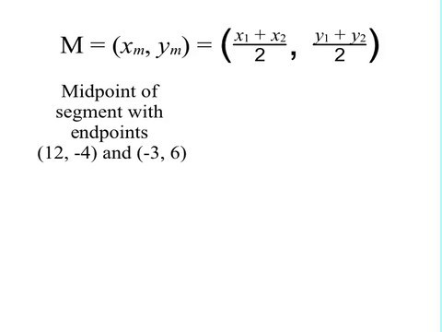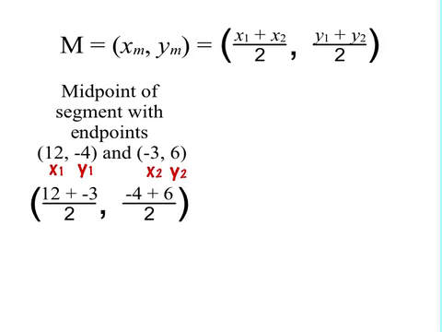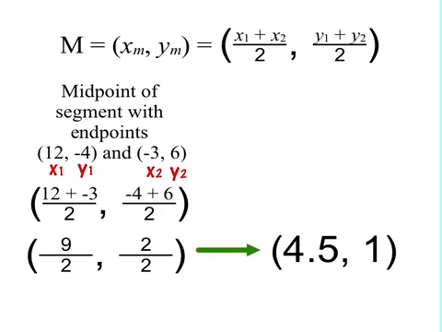Well, let's do an example. We're going to use the formula that we've written across the top, and we've been given a pair of coordinates, 12, -4 and -3, 6. Well, I like to write as shown, x sub 1, y sub 1, x sub 2, y sub 2, and then I plug them into the formula as shown. So 12 plus -3 over 2 and -4 plus 6 over 2 gives us 9 over 2 and 2 over 2. In lowest terms, we would get 9/2 and 1. We'll write the 9/2 as a decimal, 4.5, 1, the midpoint of the segment with endpoints that have the coordinates given, 12, -4, and -3, 6.